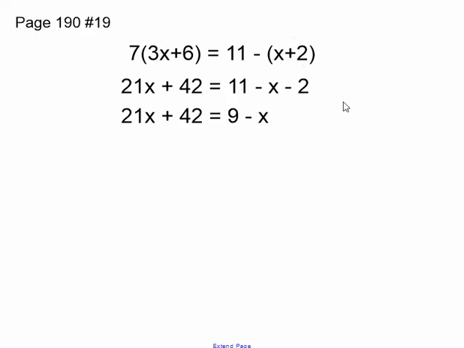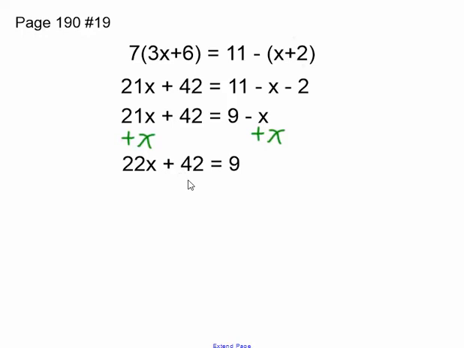Now, I need to decide, am I going to have my x's on the left side or the right side? I think I'm going to put them on the left side so that I'm going to have a positive number of x's. To get rid of this subtract x, I'm going to add x to both sides. So when I add x, which is 1x, to both sides, I get 22x plus 42 equals 9.